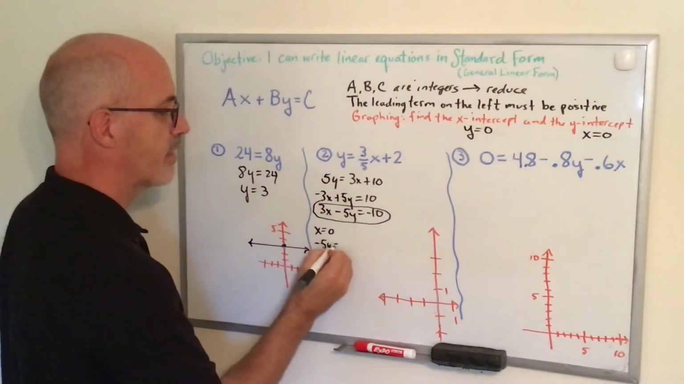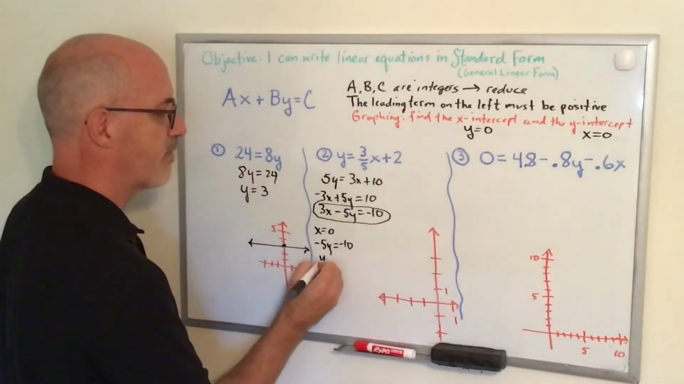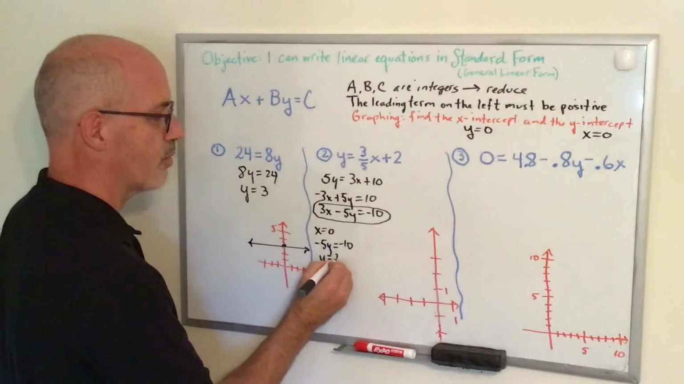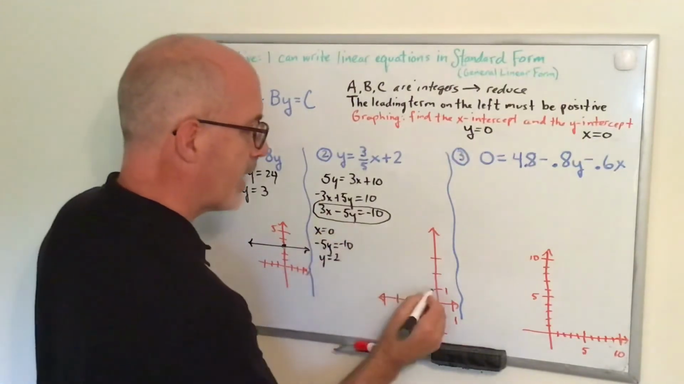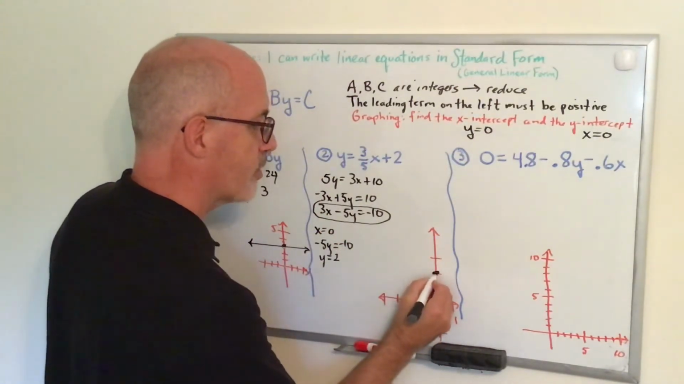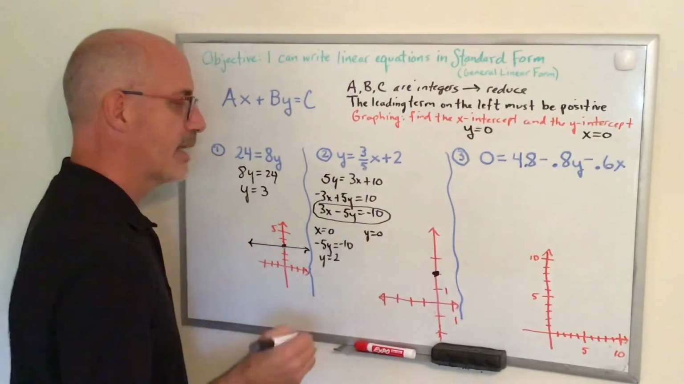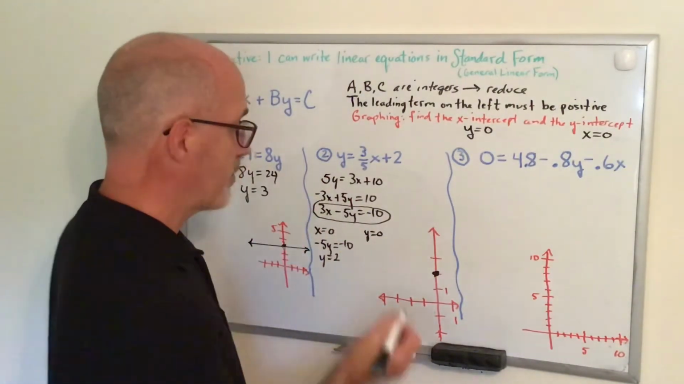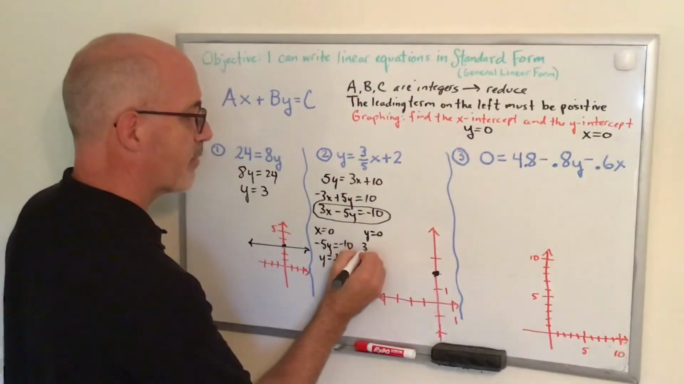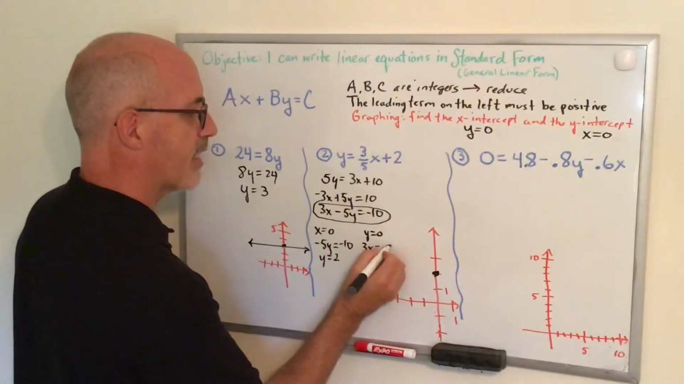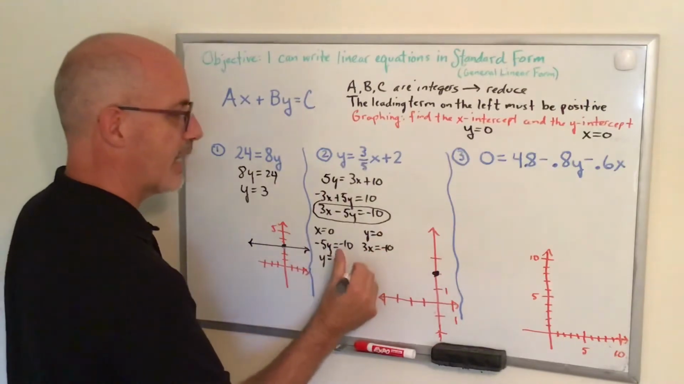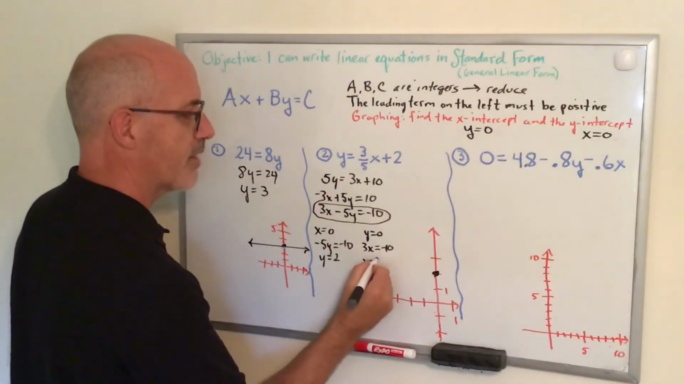-5y equals -10. Divide by -5, you get y equal to 2. So my y-intercept is right here at 2. If I put in y equals 0, that will give me the x-intercept. Y equals 0 means I'm left with 3x equals -10. Divide by 3 and you get x equal to -10/3.